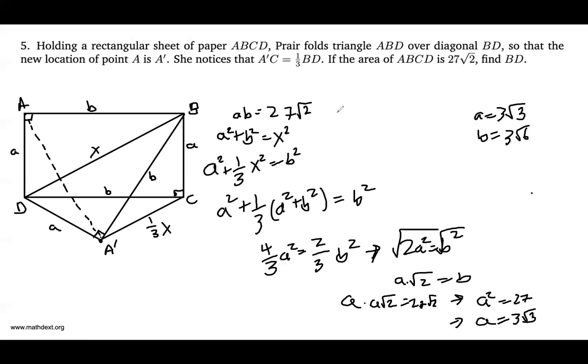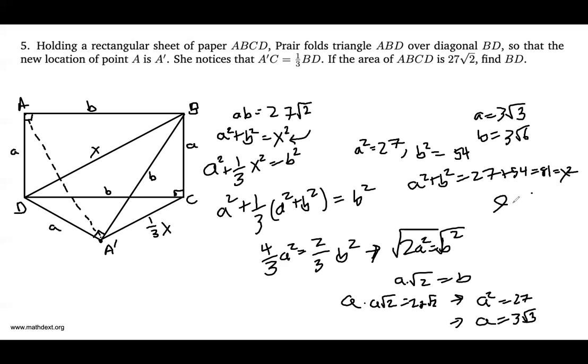And so we have A and B, and we can plug that back into this equation to get what x is. So A squared is going to be 27. B squared is going to be 3 root 6 squared, which is 54. You can verify these numbers for yourself, and you get A squared plus B squared equals 27 plus 54 equals 81 equals x squared. And since x is the length, we can take the square root of both sides, and we get 9 equals x. So the length of diagonal BD is 9.